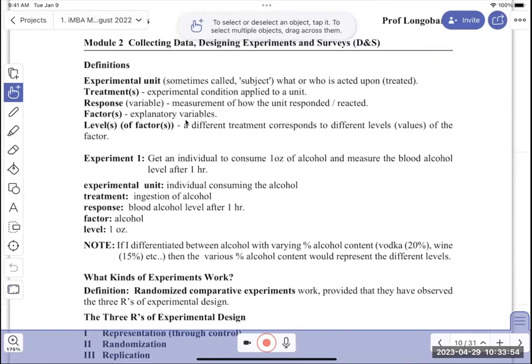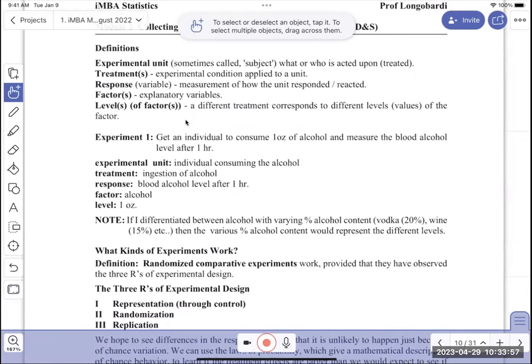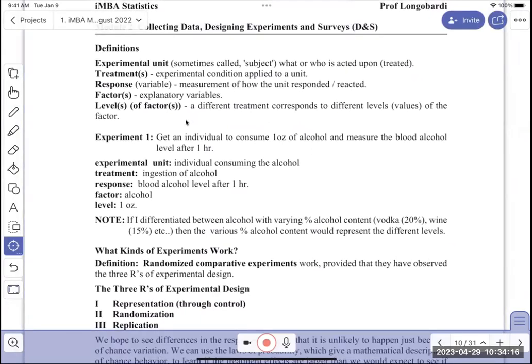All right, so let's look at experiments. I'm going to describe the elements of an experiment. I'm going to give them names, label them, and then we're going to look at some examples. Okay, so the definitions. Experimental units are the subject that is acted upon. The treatments are the experimental conditions applied. The response variable is a measurement of how the unit responded or reacted to the treatment.